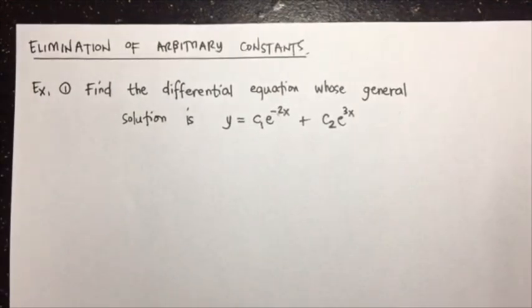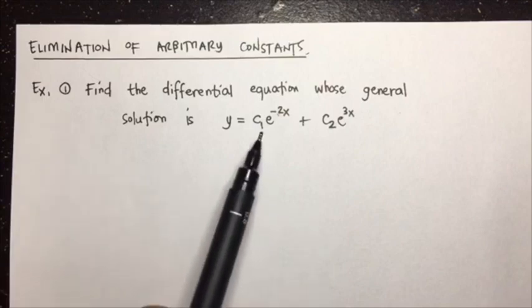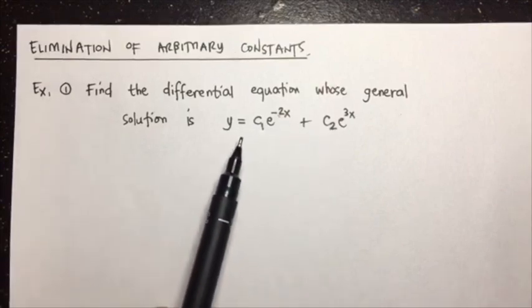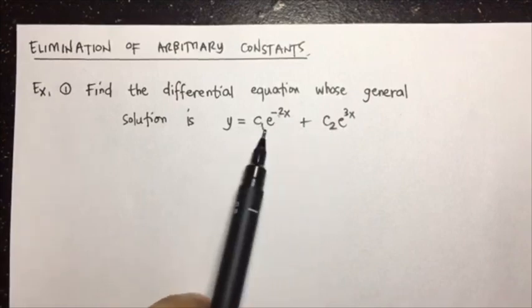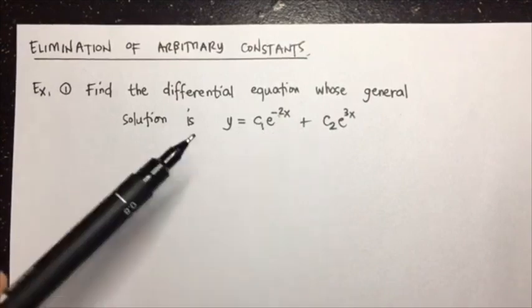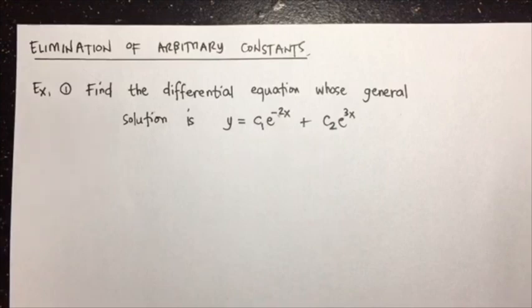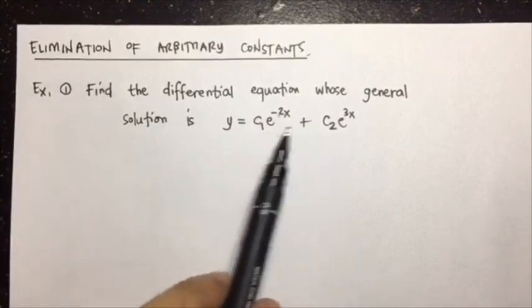This is quite simple and straightforward. All you need is your knowledge in algebra and differential calculus. In eliminating arbitrary constants, the number of arbitrary constants is also the number of times you have to derive the function to eliminate the constants.